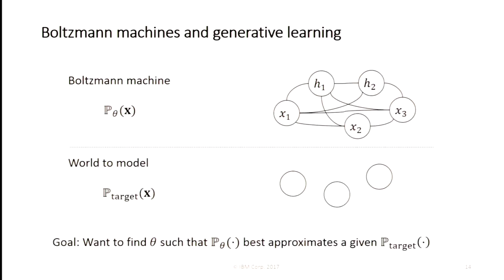In this talk, we're going to talk about generative learning and discriminative learning with Boltzmann machines or energy-based models. When I say generative learning, it means that we learn the distribution of the patterns. We get some target distribution of patterns, and we try to fit this distribution with the distribution defined by the Boltzmann machine. This means that we want to find a parameter theta such that the distribution defined by the Boltzmann machine best approximates a given target distribution. I'm going to specify what we really mean by best approximation.